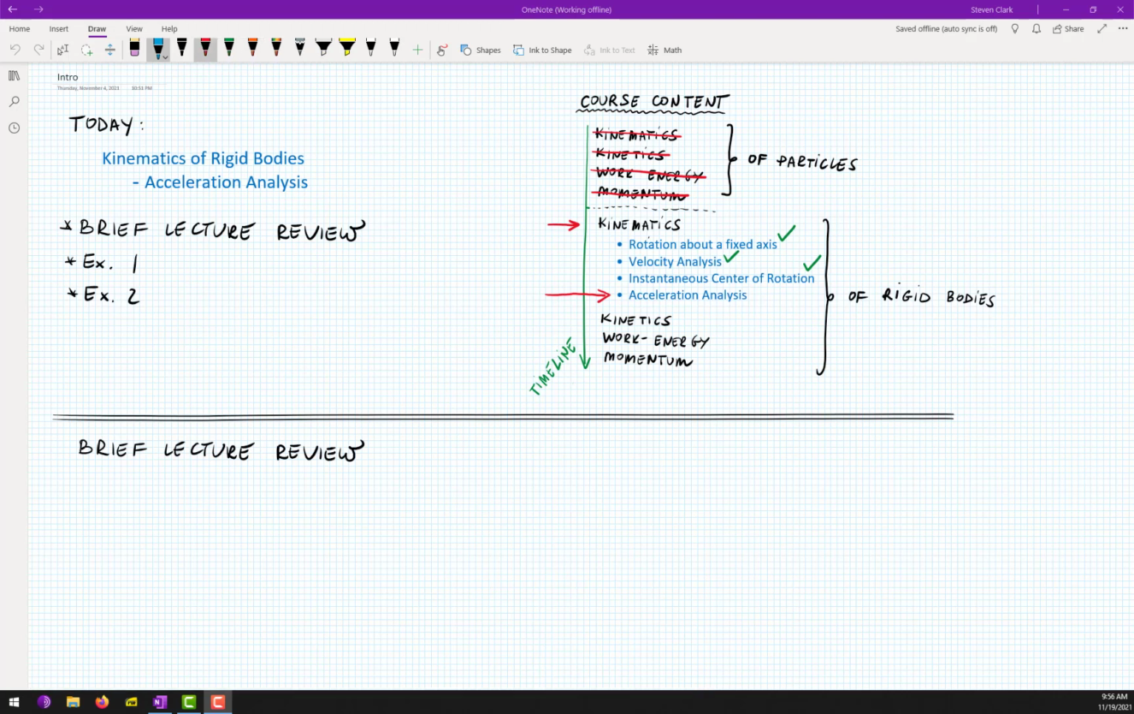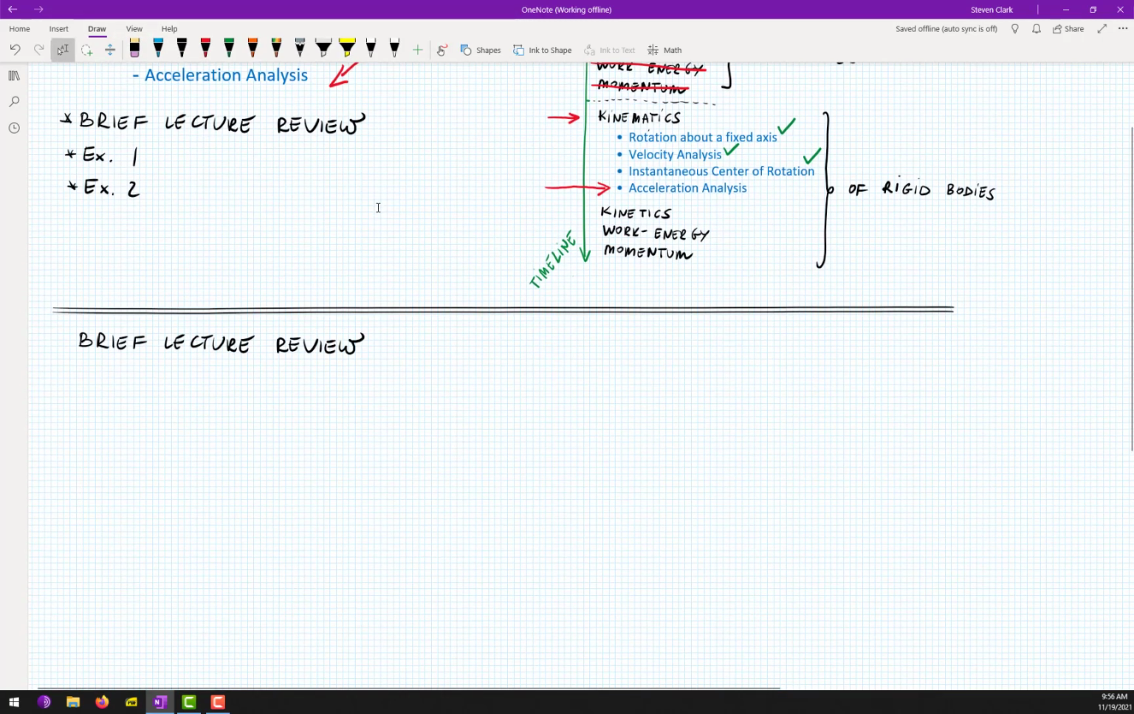Today we will close our kinematics of rigid bodies. We will close it with the acceleration analysis subchapter. Today we will just do a very brief lecture review and then 2 examples. So without further ado, let's dive straight into our discussion.